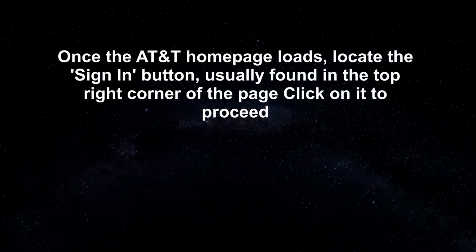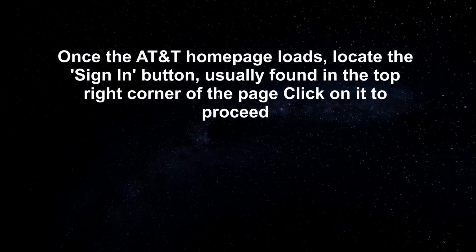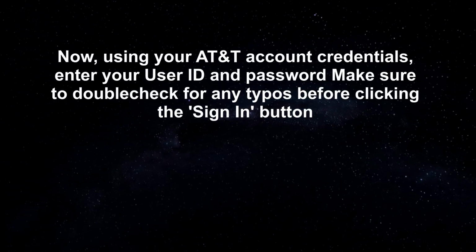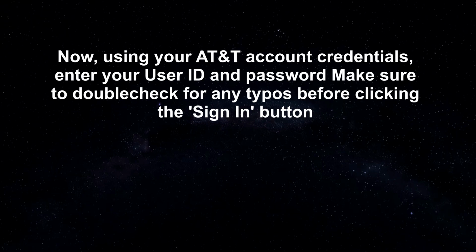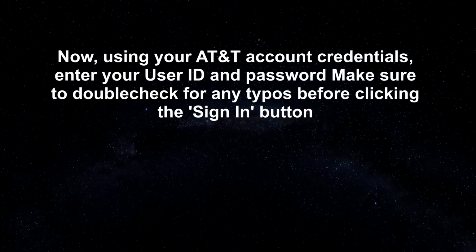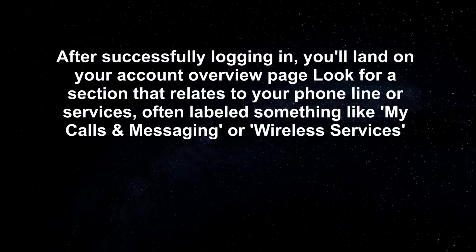Once the AT&T homepage loads, locate the Sign In button, usually found in the top right corner of the page. Click on it to proceed. Now, using your AT&T account credentials, enter your user ID and password. Make sure to double-check for any typos before clicking the Sign In button. After successfully logging in, you'll land on your account overview page.